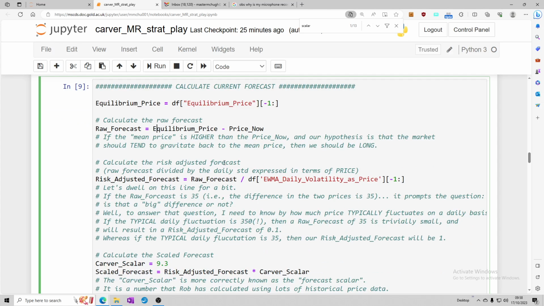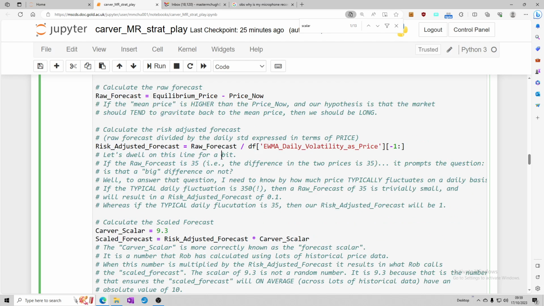Calculate the risk-adjusted forecast. That's the raw forecast, which we just calculated, divided by the daily standard deviation of price expressed in terms of price. Raw forecast divided by the current daily volatility. That gives you the risk-adjusted forecast. Let's dwell on this line for a bit.